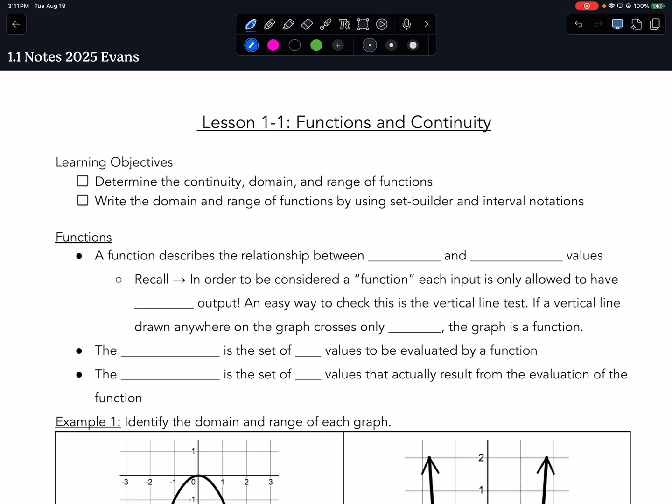Learning objectives: we're going to determine continuity, domain, and range of functions. And then we're going to use those to write two different kinds of notation. One's called set builder, one's called interval notation. Okay?